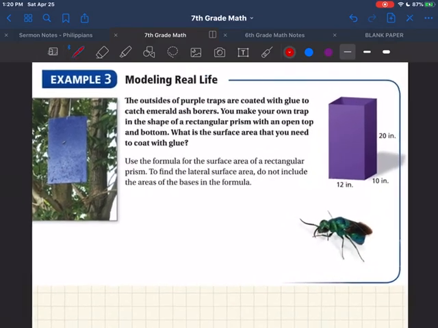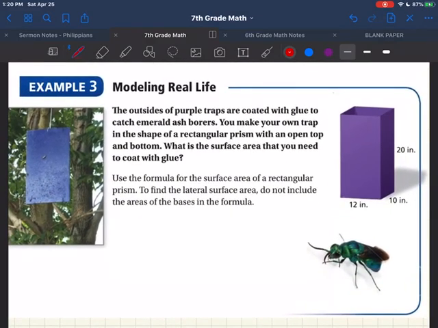Okay, so here's our lateral surface area problem. We're going to use a real life problem to figure it out. I'm going to have a drink of coffee.